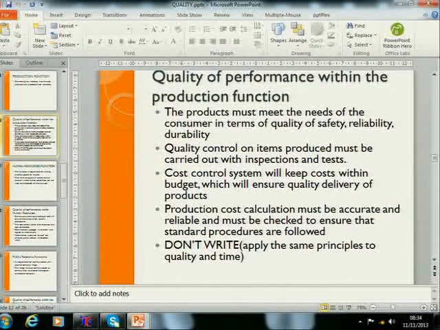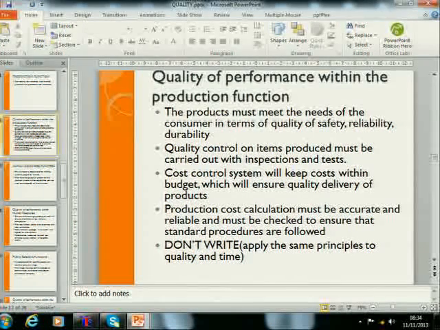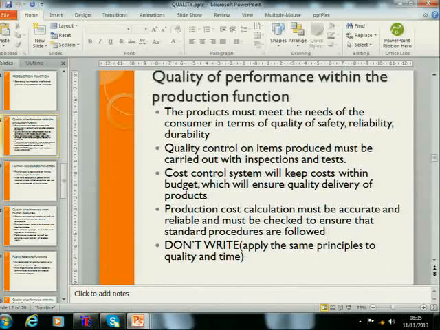You must be able to maintain the costs that are allocated to you in the production function. You must be able to spend the money that was allocated to you. That will ensure quality delivery of products. Production cost calculation must be accurate and reliable and must be checked to ensure that standard procedures are followed. You remember we've got these production cost calculations. Those must be very accurate. Then you'll get quality if you are able to calculate exactly how much it will cost us to produce this product.